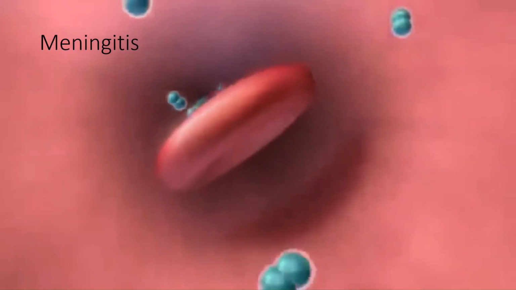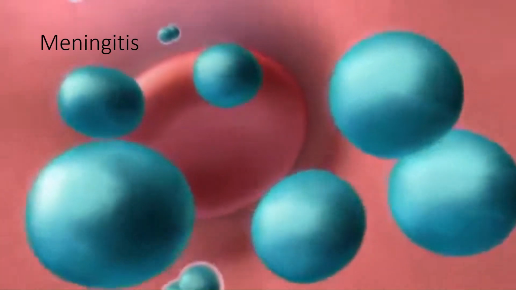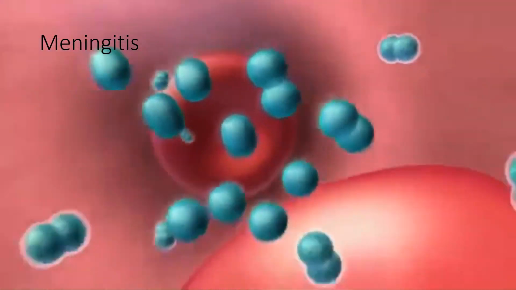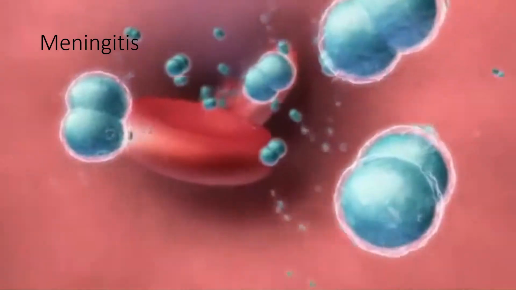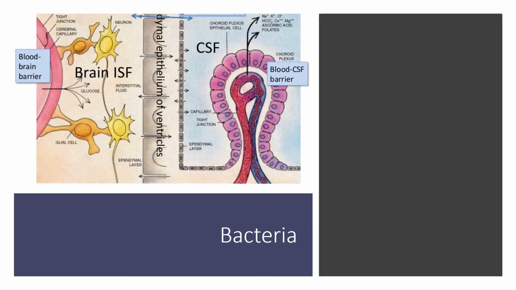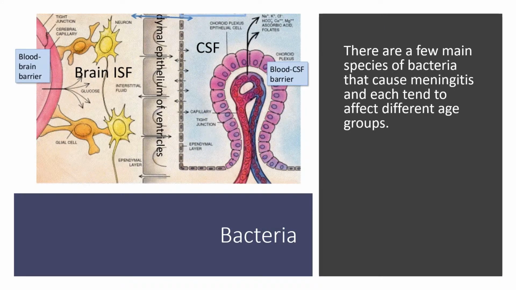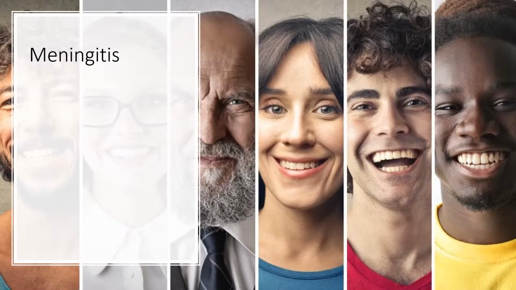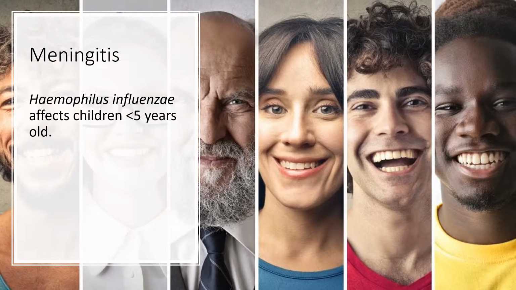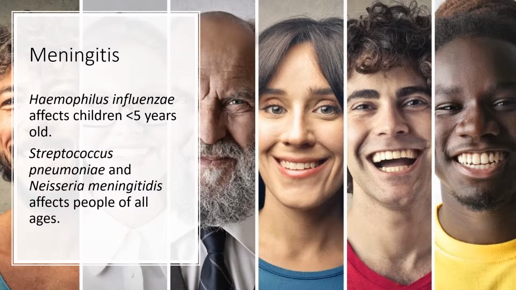Bacterial meningitis is one of the major causes of infection of the CNS and is usually spread via the bloodstream, but may also spread directly through the adjacent structures, shunt infections, and skull fractures. There are a few main species of bacteria that cause meningitis, and each tend to affect different age groups. E. coli, group B streptococcus, and Listeria monocytogenes commonly cause meningitis in neonates. Haemophilus influenzae commonly affects children under 5 years old, whereas Streptococcus pneumoniae and Neisseria meningitidis affect people of all ages.